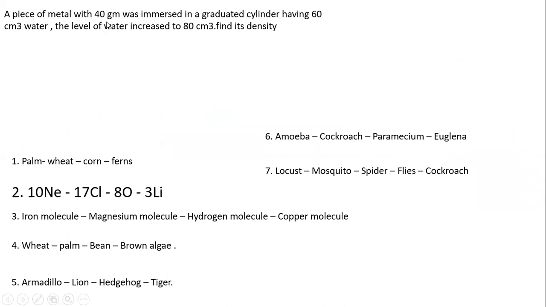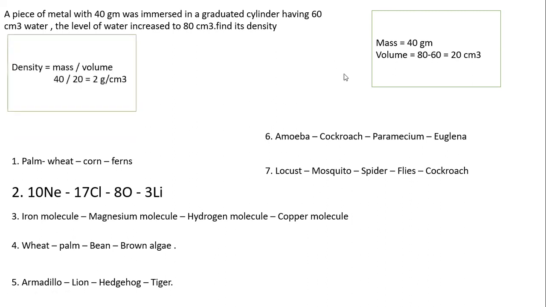A piece of metal with 40 gram is submerged in a graduated cylinder having 60 cubic centimeter water, and the level of water increased to 80. So I have here two volumes. Number one, I must say volume equals 80 minus 60. This is the second volume, and this is the first volume. So I subtract them to get the volume. Now the density equals what? Density equals mass over volume. So it will be 2 gram per cubic centimeter.